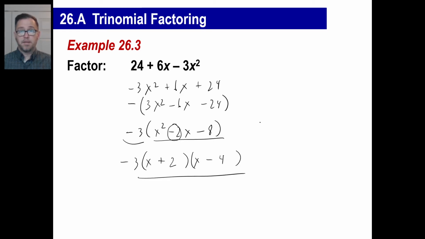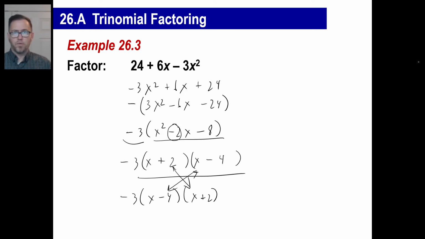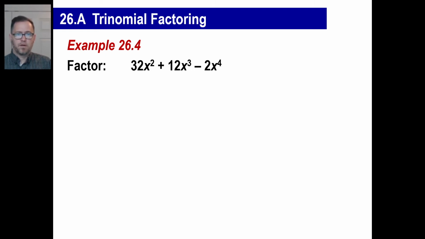And there you go. Now in the back of the book, they might, for example, have this as an answer: -3 times x minus 4 times x plus 2. Well, that's okay. This is the same as that, and this is the same as that. And it doesn't matter what order you multiply things in. You know, 9 times 5 is 5 times 9, so who cares? Okay? All right, we'll try a couple more here.